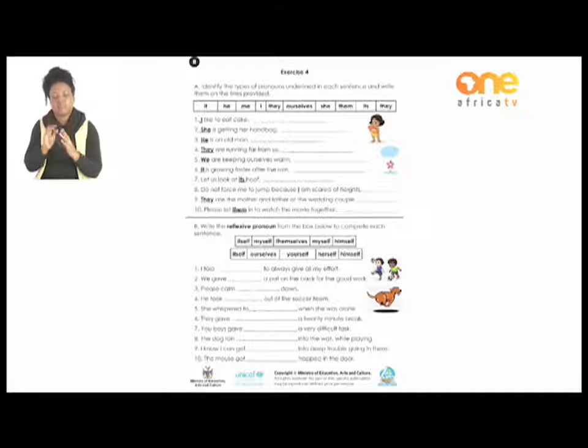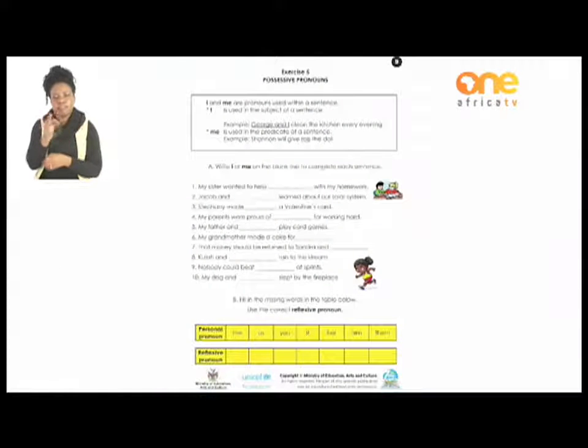Let us move on to page 9. On page 9, there is exercise 5. Exercise 5 falls under possessive pronouns. Now, there is an example that is given to you in the box.